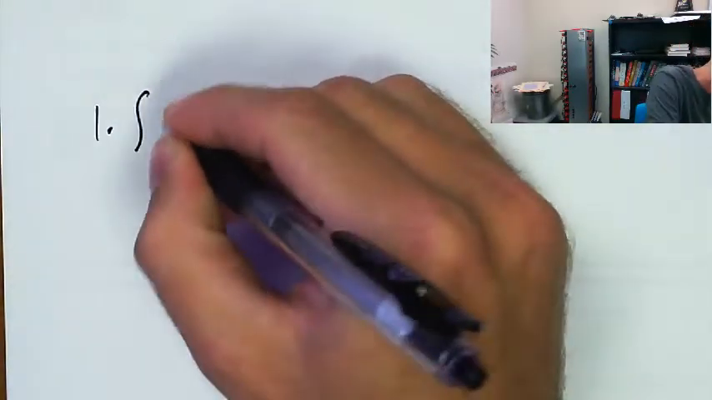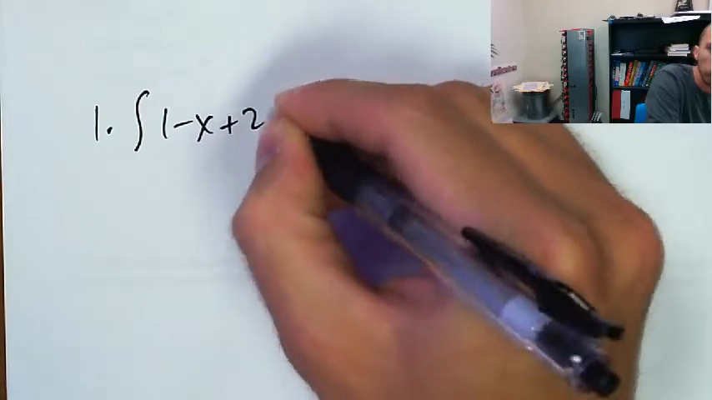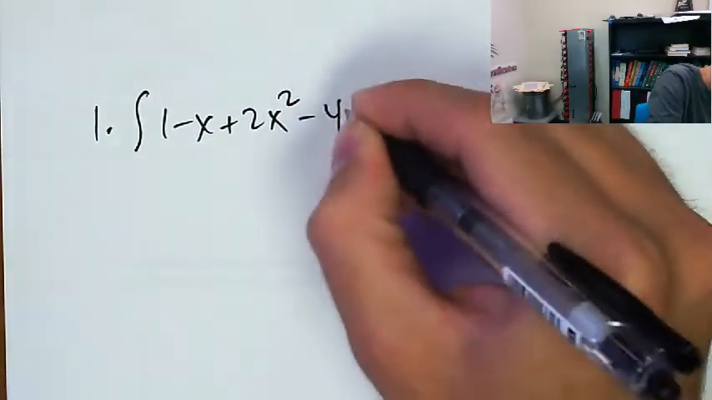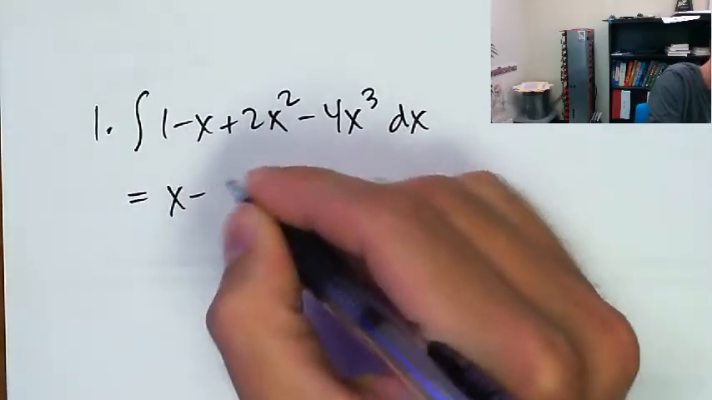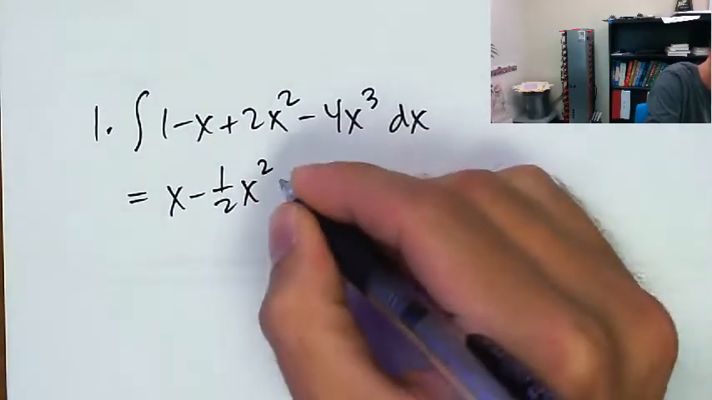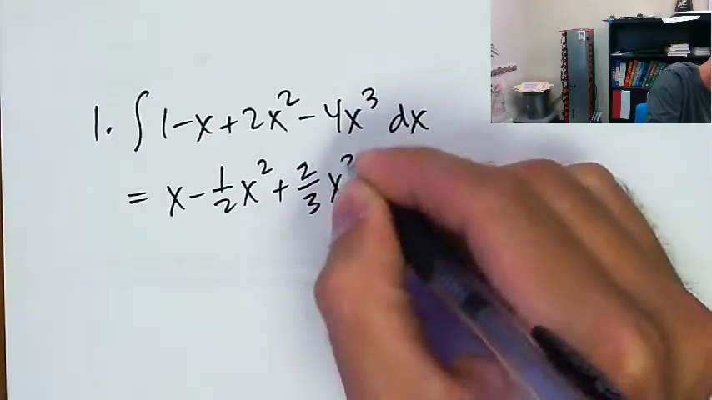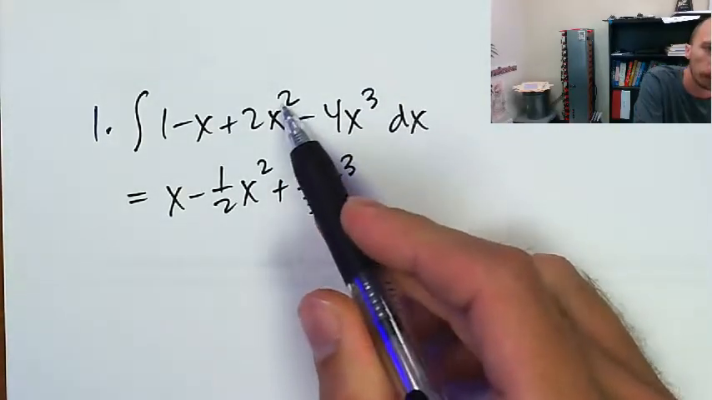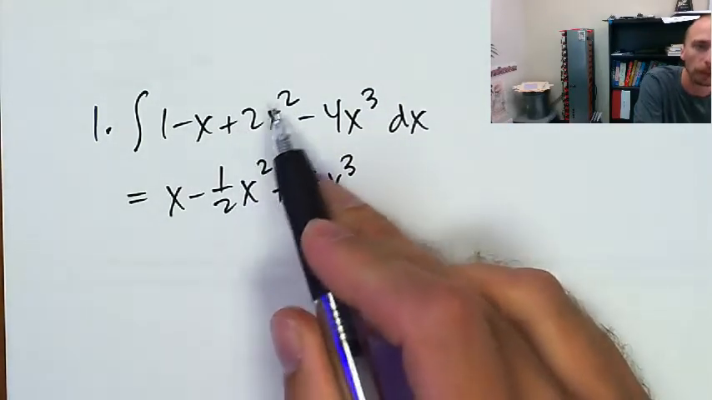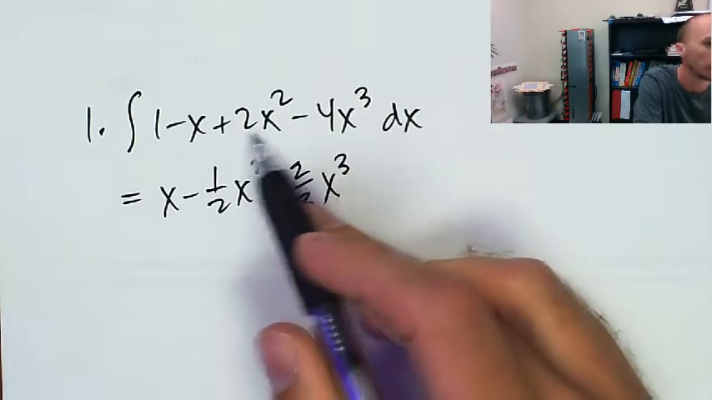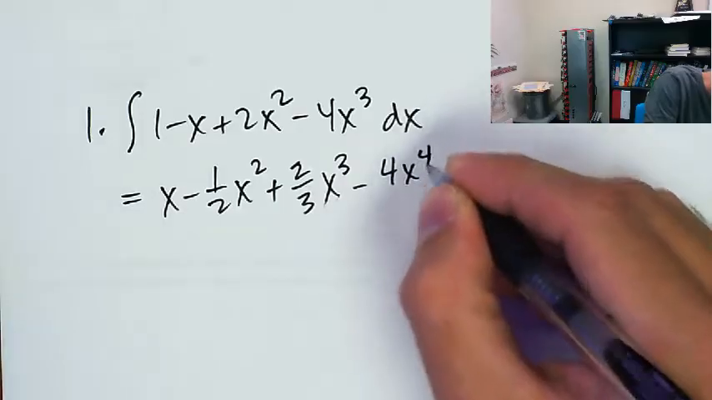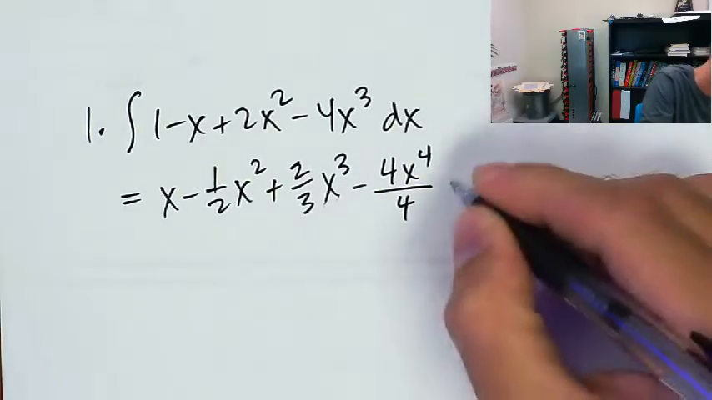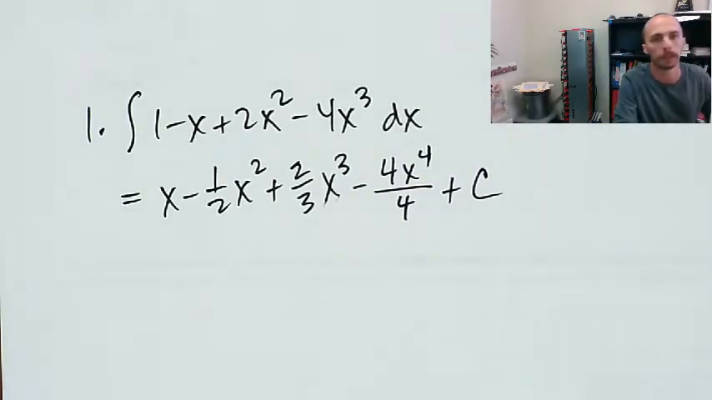Antiderivative of 1 minus x plus 2x squared minus 4x to the third with respect to x. Okay, that's going to be x minus 1/2 x squared plus 2/3 x to the third, right? I'm going to increase the power by 1 and then divide by the new power. So x to the third, then divide by 3. Then minus 4x to the fourth divided by the new power, which is 4. And then don't forget your plus c, right?